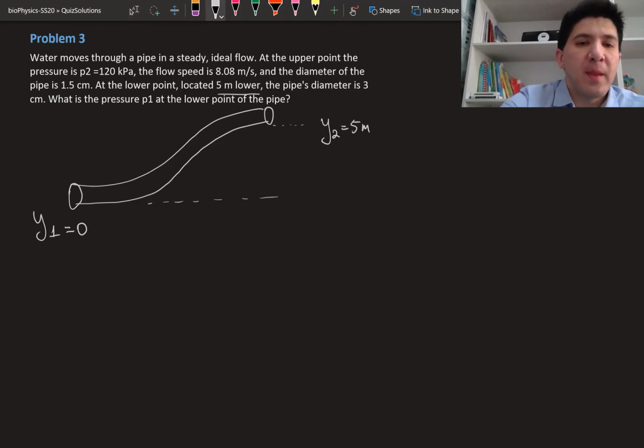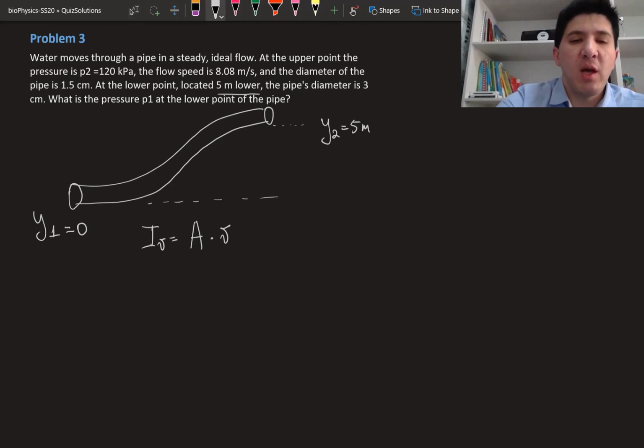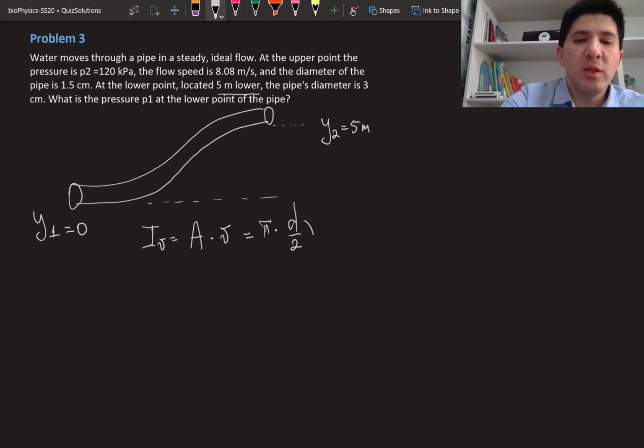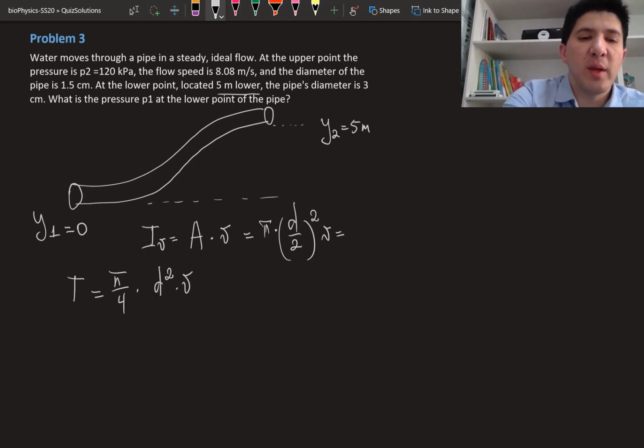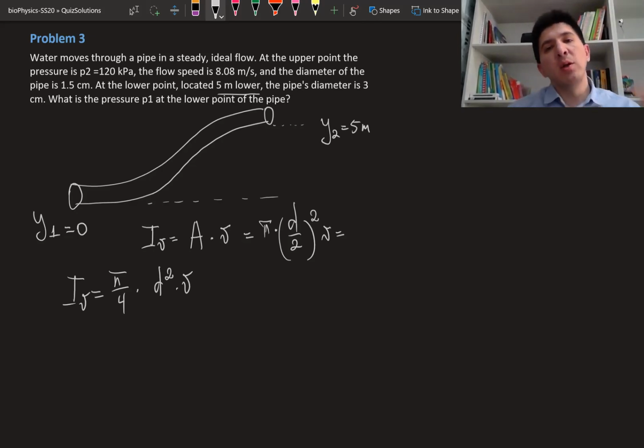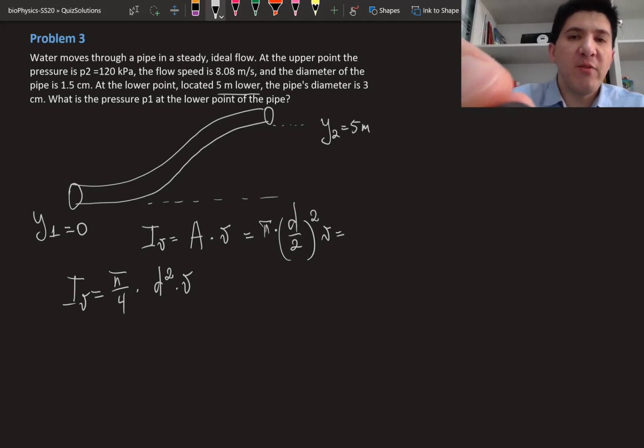If you remember, the volumetric flow rate, using the continuity equation, is equal to A times velocity, right? While A is equal to pi times the diameter over 2, squared. If you take the 1/2 out of the brackets, you can write this as pi over 4 times the diameter squared times the velocity, and this is the volumetric flow rate, and this is always the same no matter what the cross-sectional area of the pipe is, right?